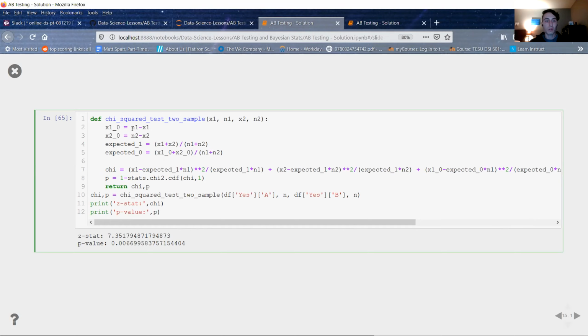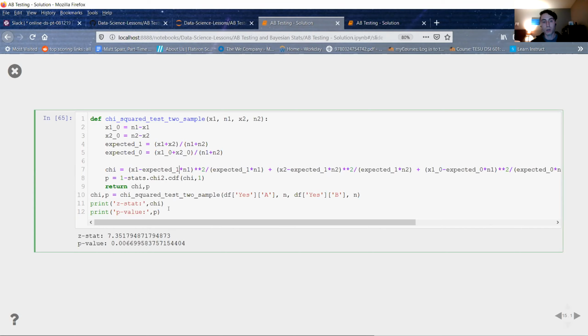So first of all, we're going to pass in the same thing as before: the number of yeses for group A, the number of samples in group A, the number of yeses in group B, and the number of samples in group B. And then we can find the number of no's for each group by just taking the total number of samples in each group minus the number of yeses. And then we can find the expected probability of both yeses and no's. And then we have basically 4 different scenarios. We can have group A yes and no, and group B yes and no.